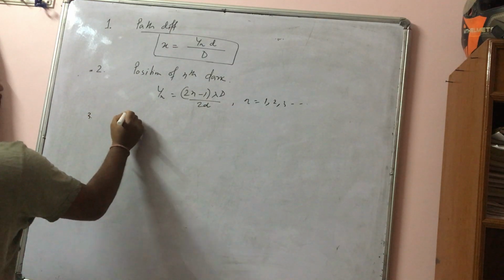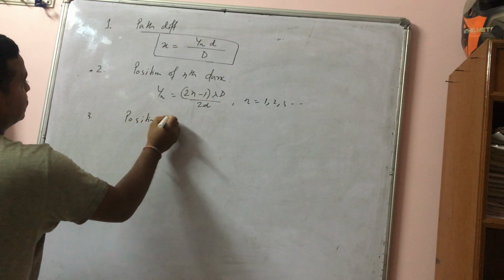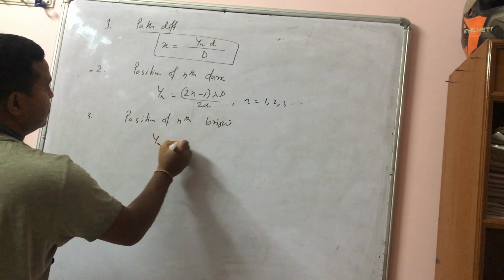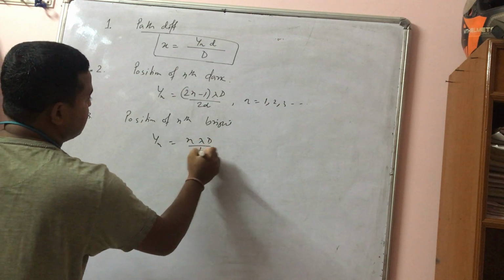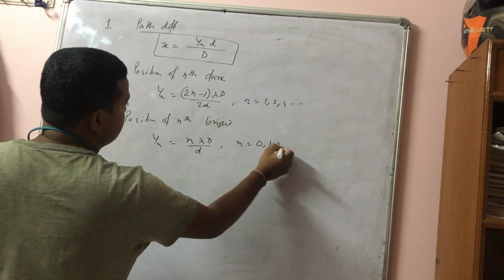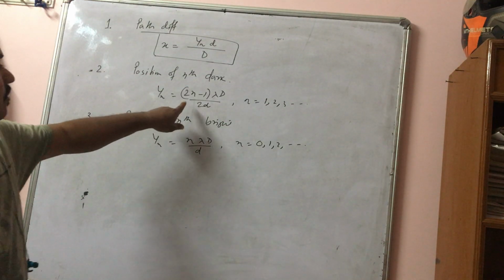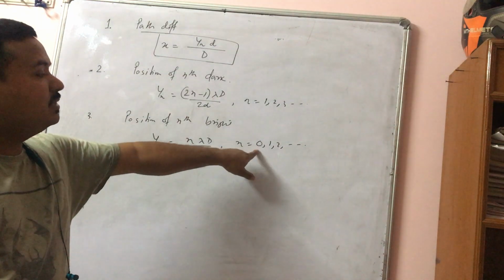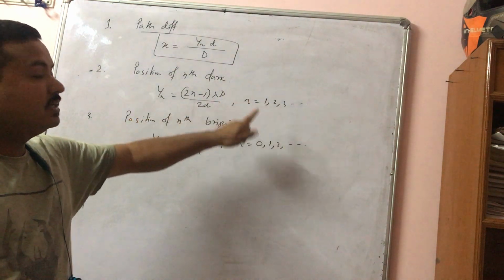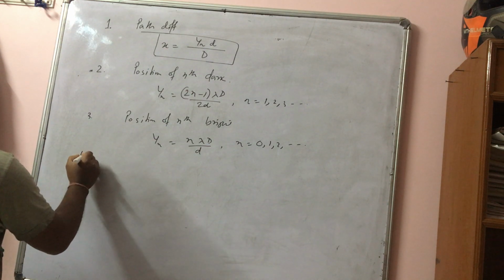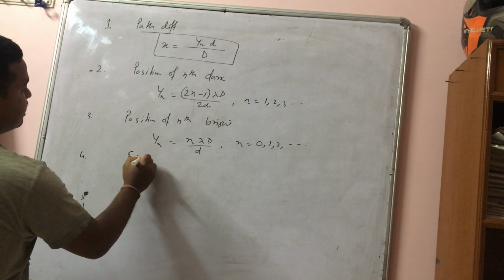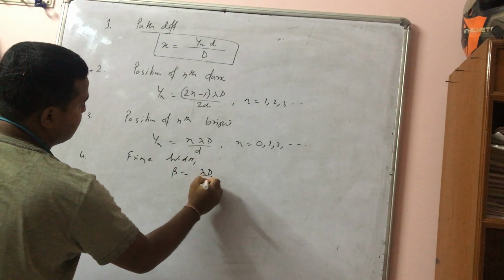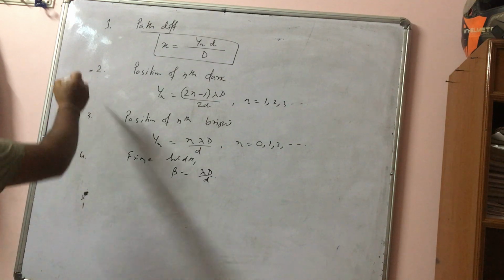Then I derived the position of the nth bright fringe. For nth bright, y n is equal to n lambda D by d. Here n equals 0, 1, 2, 3. So here you have to be careful. For dark, n starts from 1. For bright, n starts from 0. Zero means central bright. Central dark is not possible. Then the fringe width, it is beta equals lambda D by d.